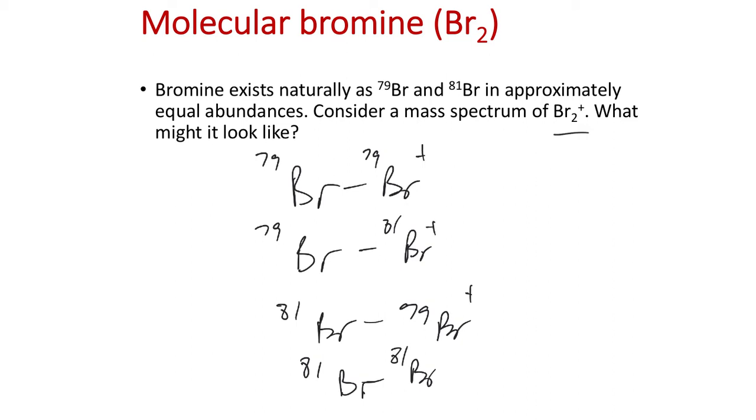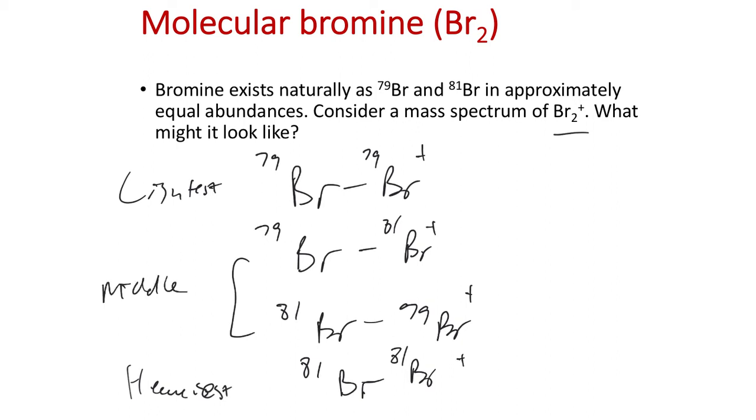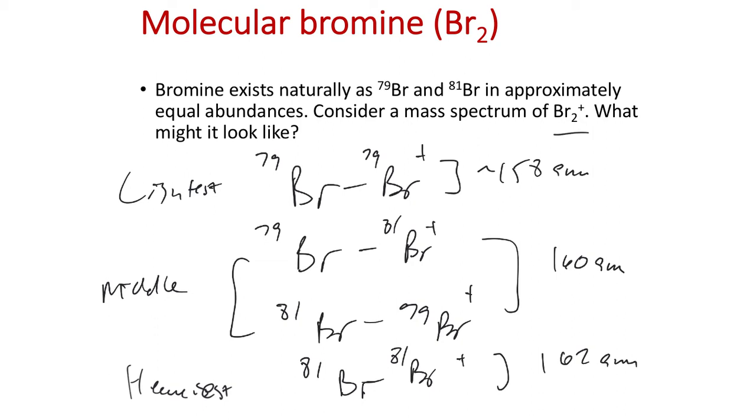And so if we're looking at the mass spectrum, I think we could agree that the two in the middle would have the same mass as each other. And then the lightest would be this, and the heaviest would be the bromine 81s, and these would be in the middle. What do you think their ratios would be? The first one would be about 158 AMU, this about 160 AMU, and then the last one would be about 162 AMU.